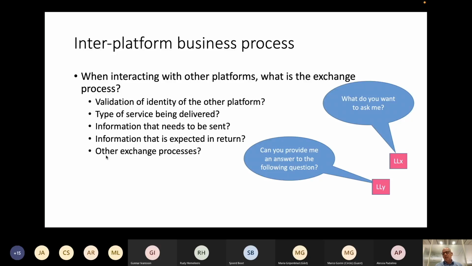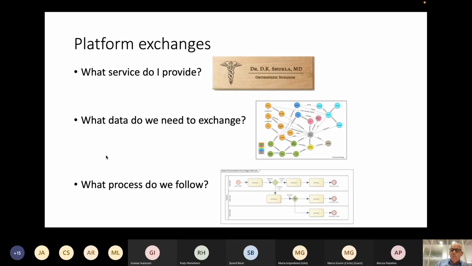And you get questions like, what do you want to know from me? Or, I want to know something from you. So we really start talking about an exchange between platforms. And of course, this only makes sense if we understand what the other party can provide in terms of services and other types of interaction, other process.